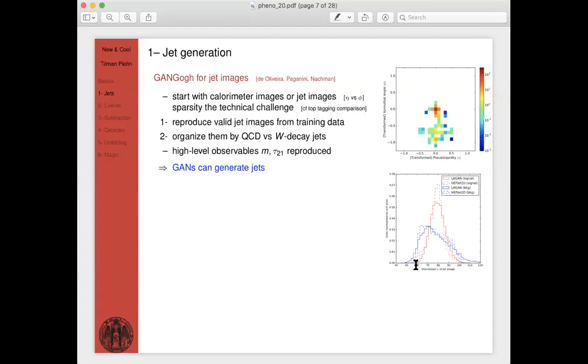In that case, for example, the jet mass and how it is reproduced. The GAN events, or jets, are the solid lines, and the dashed lines are the training data. You see that they agree with each other, and you see that the signal, which is the W jets, and the background, which is the QCD jets, actually get nicely distinguished. So that works. The network works. It learns W jets and QCD jets. And without going into detail, for a 2017 study, this is seriously impressive.